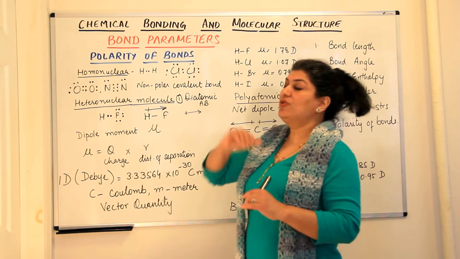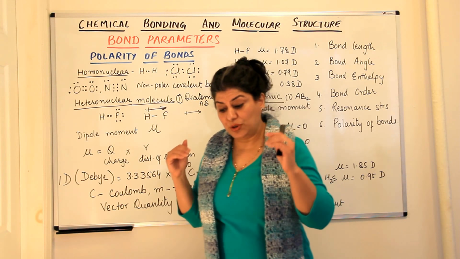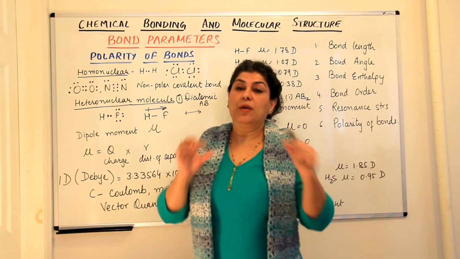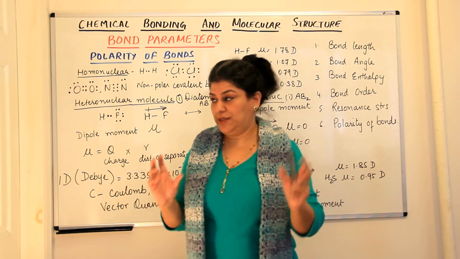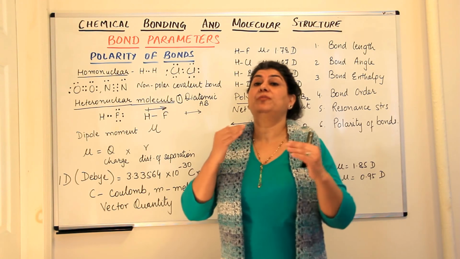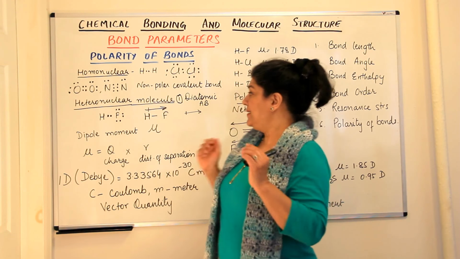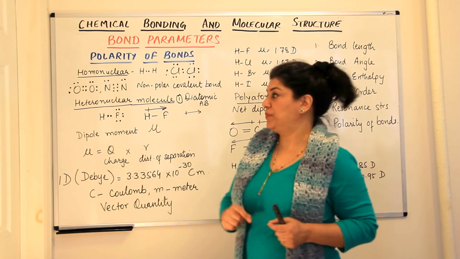If you come to heteronuclear molecules, when we say heteronuclear, it means the molecules which have more than one element in it, more than one type of atoms in it. Then we start observing this character, this polarity, even more. And let us now see what causes this polarity.